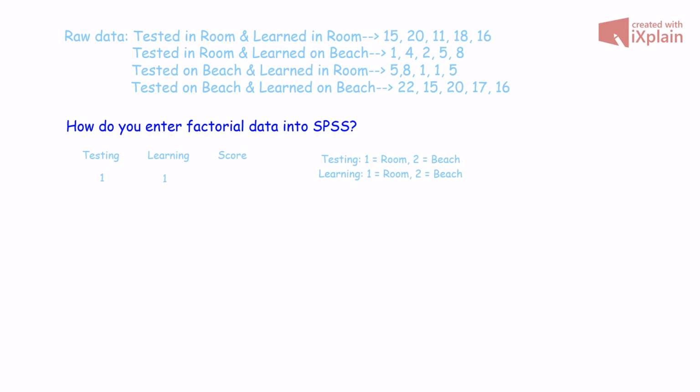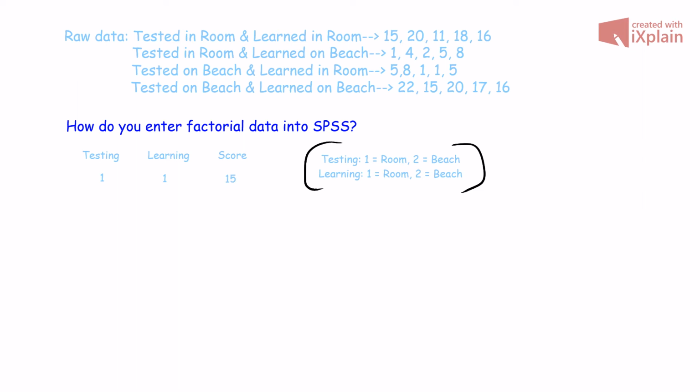So we have to put a 1 under testing. Again, we're using this coding scheme because he was testing in a room. He learned in a room, so he gets a 1 under both of those columns. And then we enter his score.